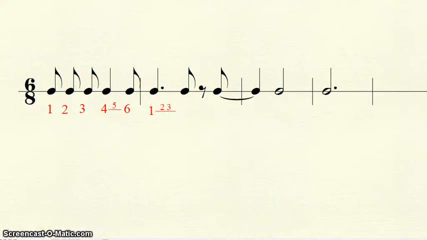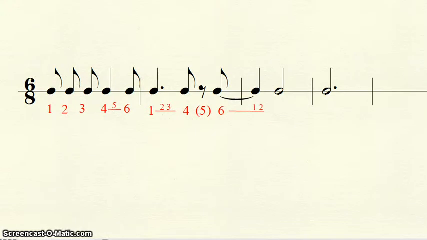Next is an eighth note receiving its own beat, beat 4. We then have an eighth rest, which receives the next beat, beat 5, but since it's a rest, we put it in parentheses. Next we see an eighth note tied to a quarter note, so we write beat 6 and a line since it's more than 1 beat. We put the next 2 beats on the line.